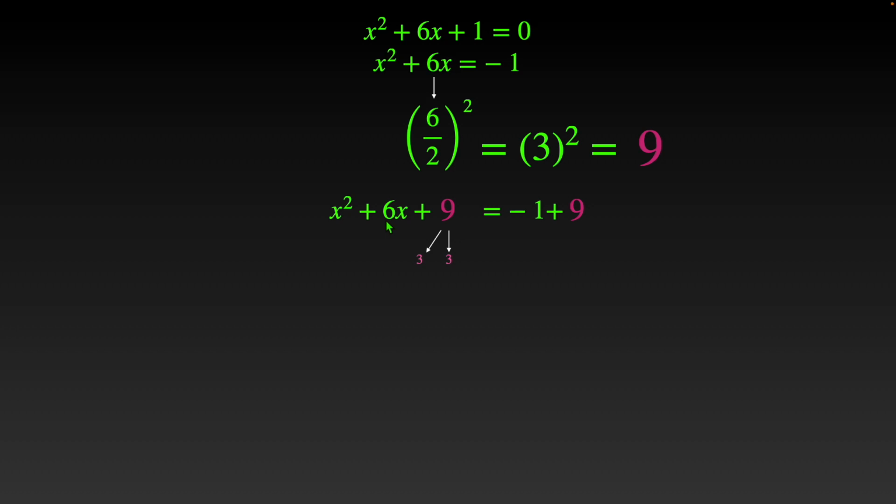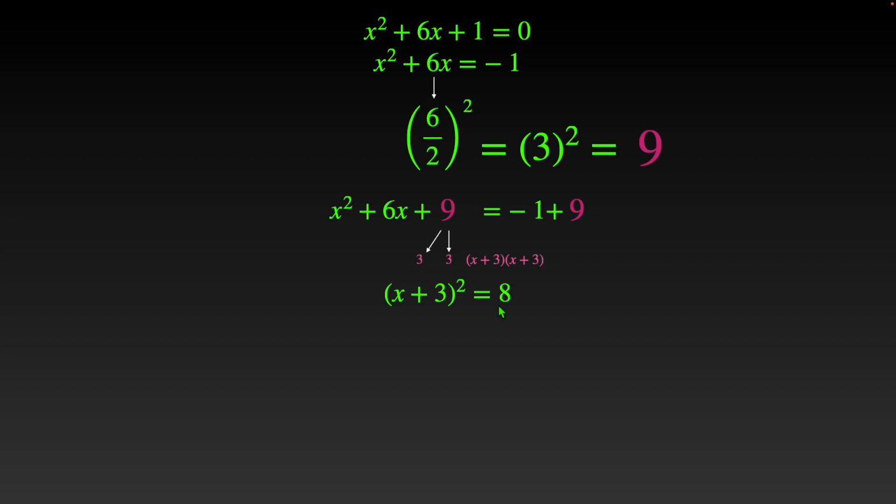So how do we factor the left-hand side? The following way. x plus 3 times x plus 3. On the right-hand side, all we're going to do is add these together. Negative 1 plus 9. So now we get this line here. x plus 3 squared, because x plus 3 times x plus 3 is the same thing as x plus 3 squared. On the right-hand side, we get 8.